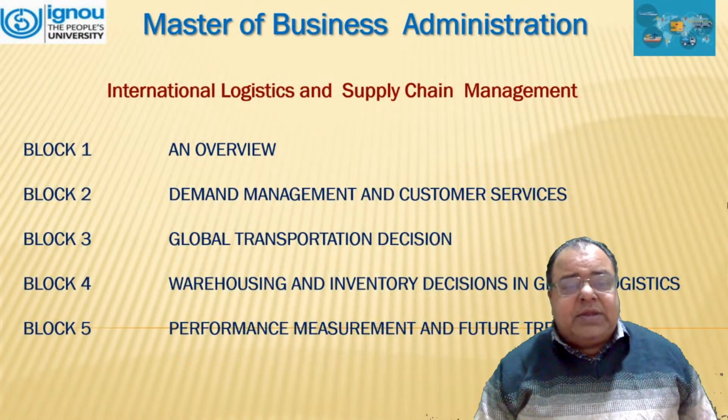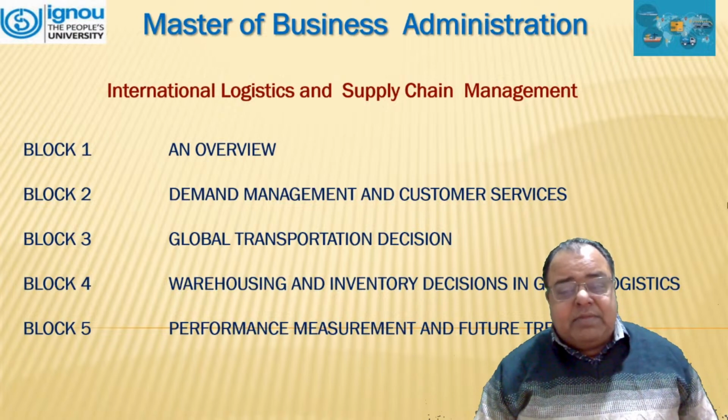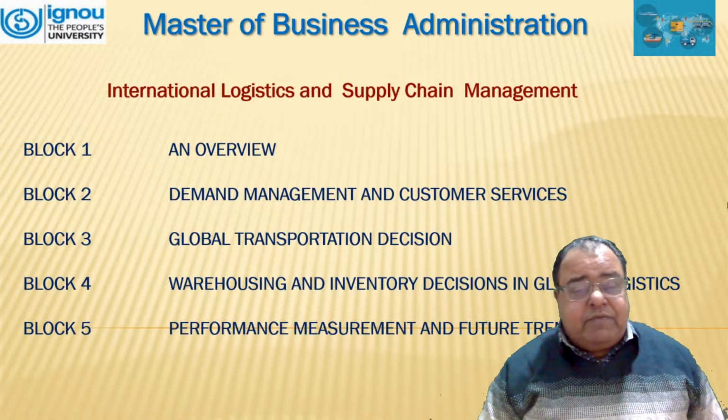This course comprises five blocks. Block 1 is an overview of supply chain management. Block 2 is demand management and customer services. Block 3 is global transportation decisions. And block 4 is warehousing and inventory decisions in global logistics. The last one, block 5, is performance measurement and future trends.